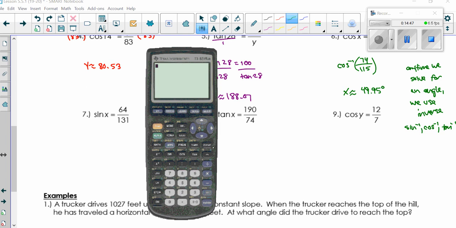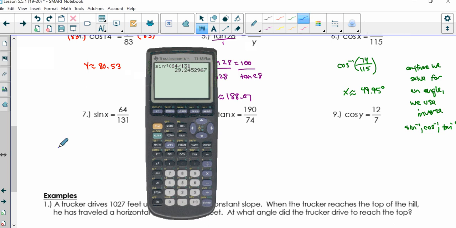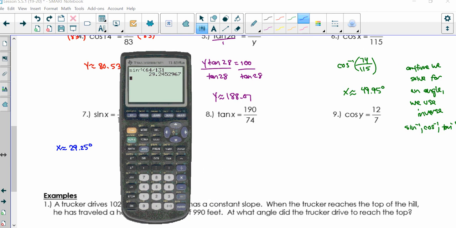Okay. So hopefully we're checking answers right now. I'm going to hit second sine of 64 divided by 131. And that's going to give me that x is about 29.25. And again, I know it's an angle, so it's got to be a degree. I didn't put anything in the other ones because I didn't know if it was feet or inches or centimeters, but degree, there's only one, so one type of unit.